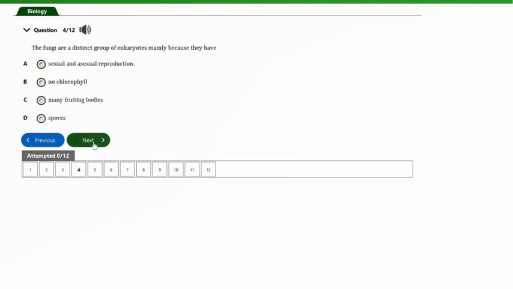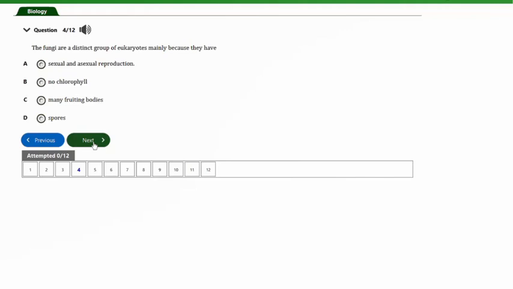That's question number 4. So guys, the question says, the fungi are a distinct group of eukaryotes mainly because they have A. sexual and asexual reproduction, B. no chlorophyll, C. many fruiting bodies, D. spores. So guys, the answer to this question is option B.